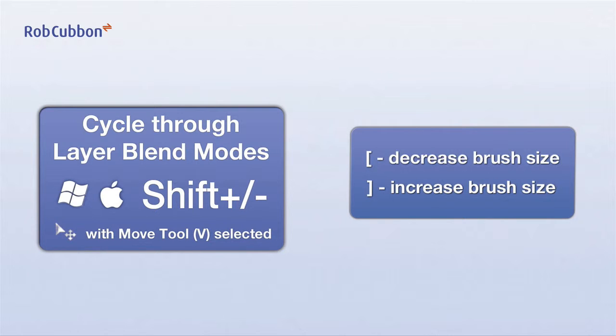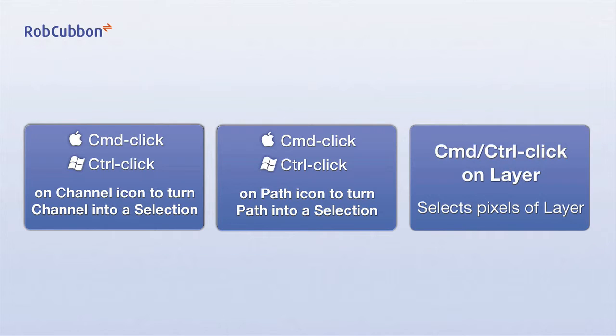Three very similar ones here, and this is when you Command or Control click on something in the channel, path or layer palette. So if you command or control click on a channel, it'll turn that channel into a selection. Channels are black and white images, and you can take either the black or the white into a selection. And if you want to choose the black or the white, you can always inverse the selection or inverse the channel in order to create that selection.